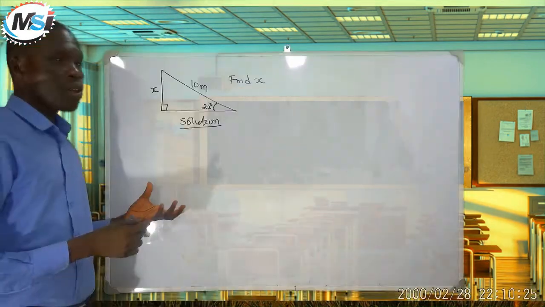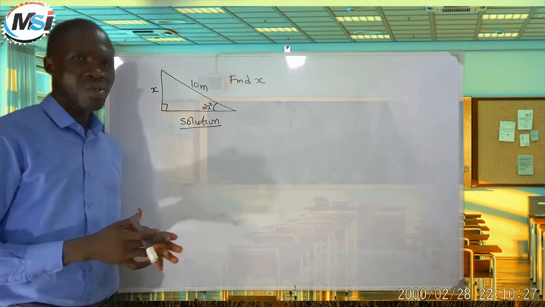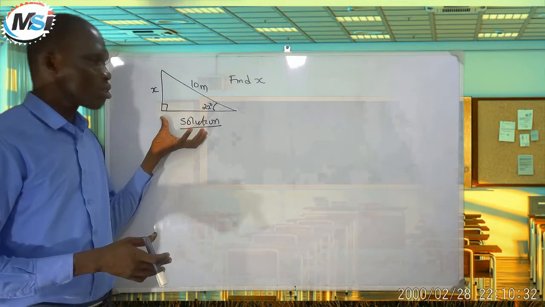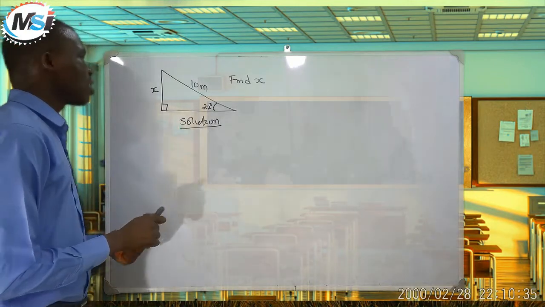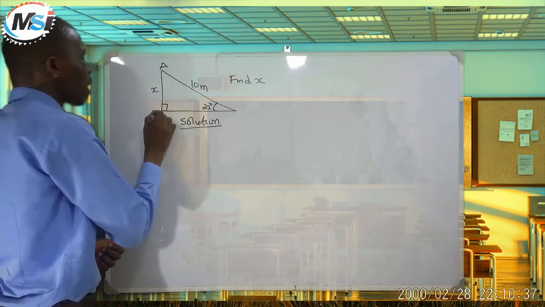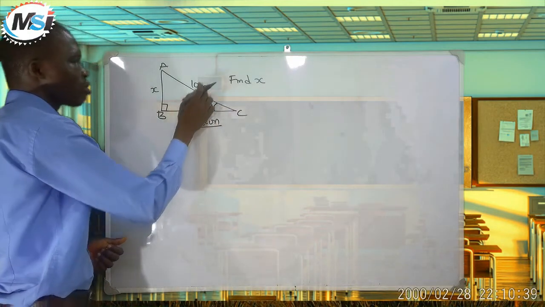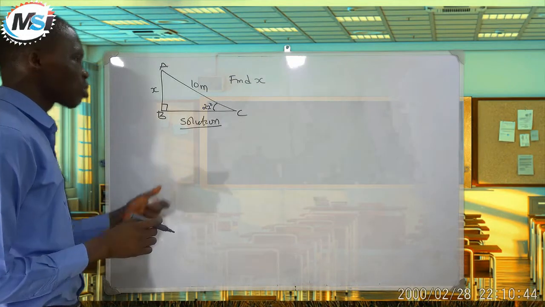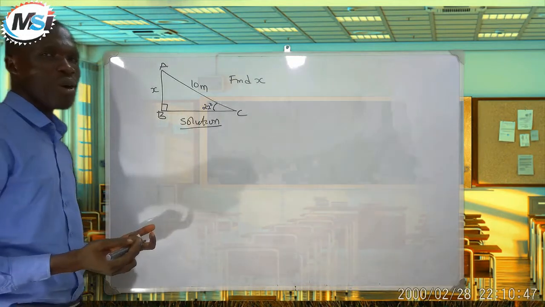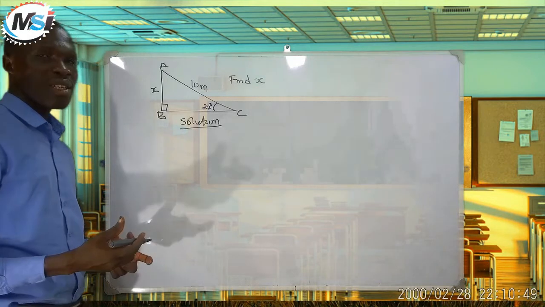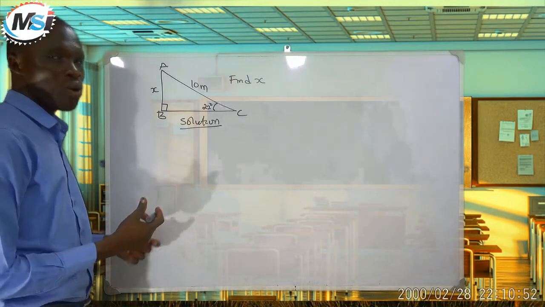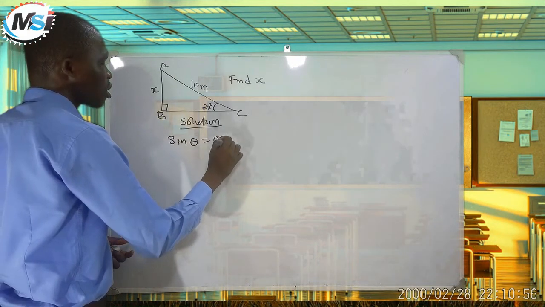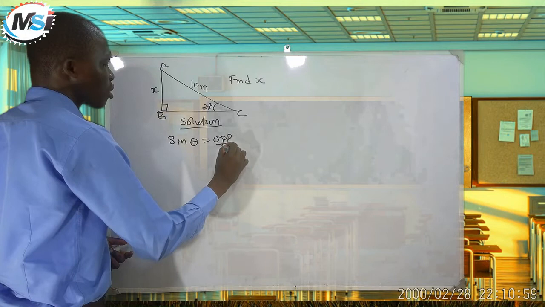Okay, class, now let's take a look at this question quickly. Find the value of x from this figure. Now, from here, you can discover that we have a right angle triangle. Angle is given to us, the hypotenuse is given to us, x is given to us. So what are we going to do? We are going to think of either we use sine or cosine, or we use tan. Let's try sine.